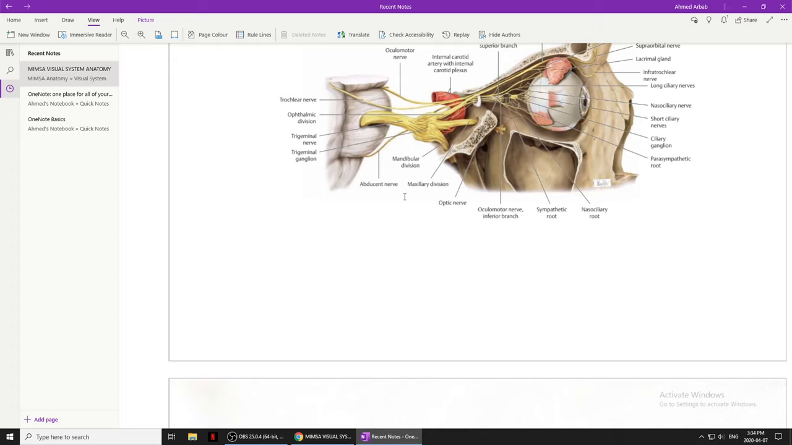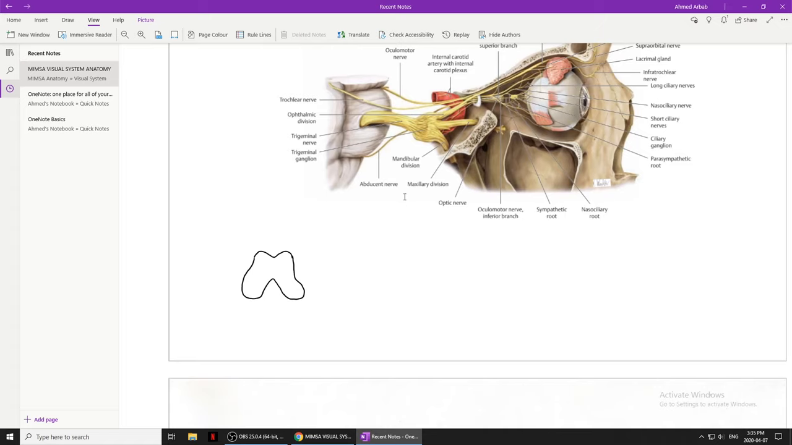If we just talk about the midbrain, this is a cross section of the midbrain. So you guys can see it right here. This is the brainstem. It's kind of cut, but that is the mesencephalon or the midbrain. Then this structure is the pons, and this structure is the medulla. So these three structures together form the brainstem.